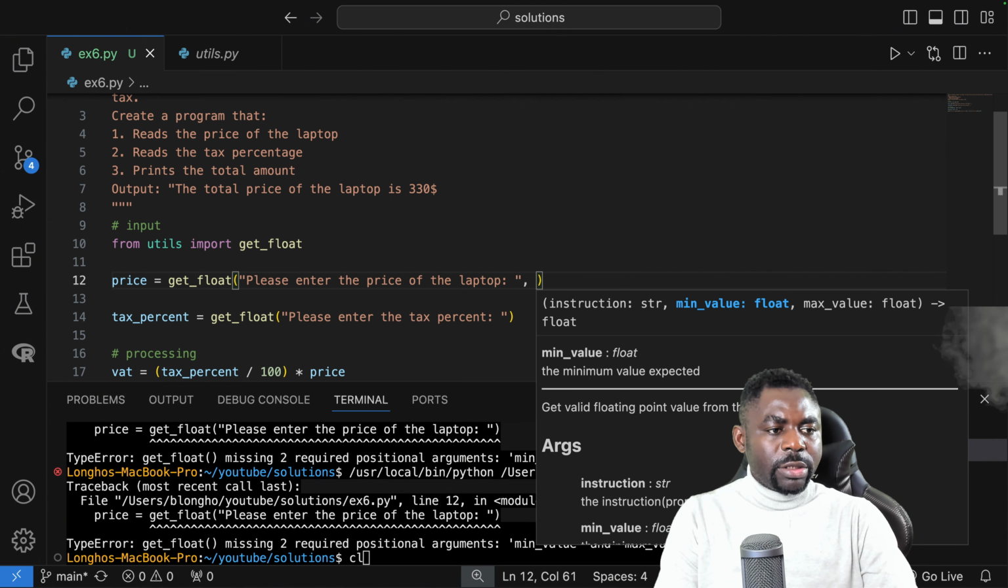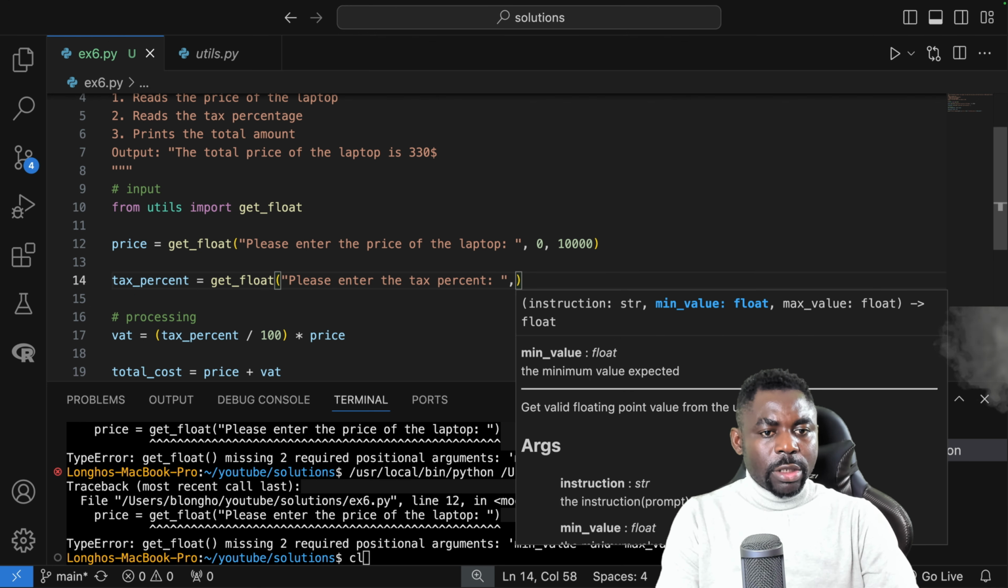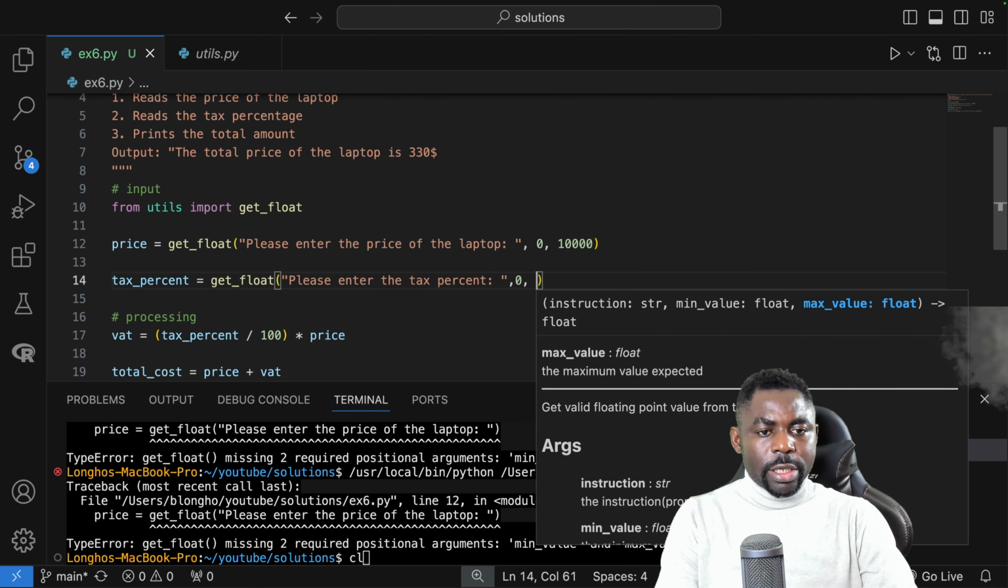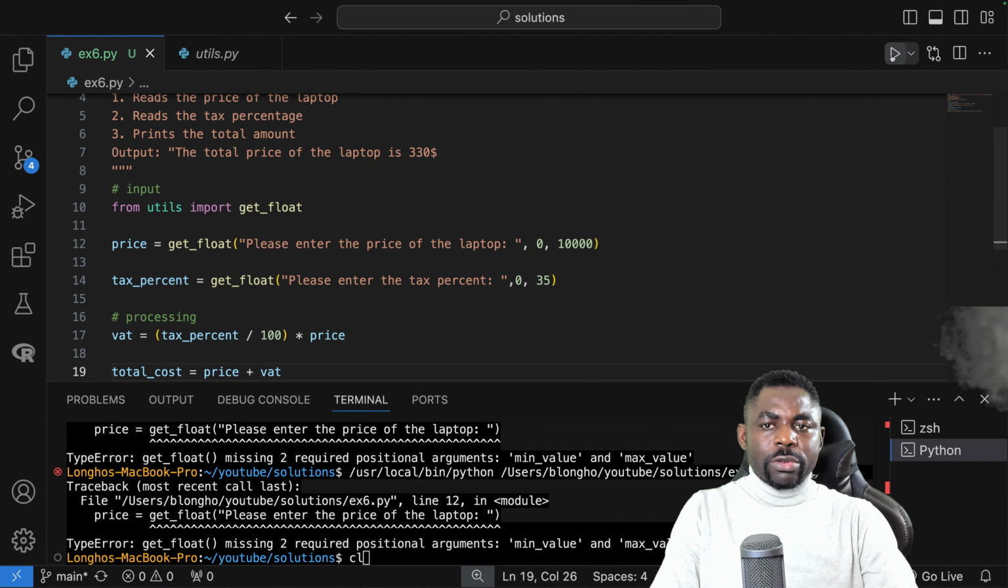As we said, the price can be less than 1 but cannot be less than 0, and let's assume the maximum price to be 10,000. The tax cannot be anything less than 0, and let's say the tax can be up to 35%. Now our program should run well. So laptop price 300, need to type here 300 and the percent 10, and we should get 330.